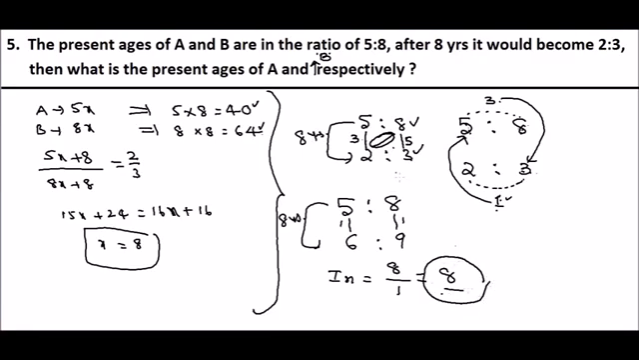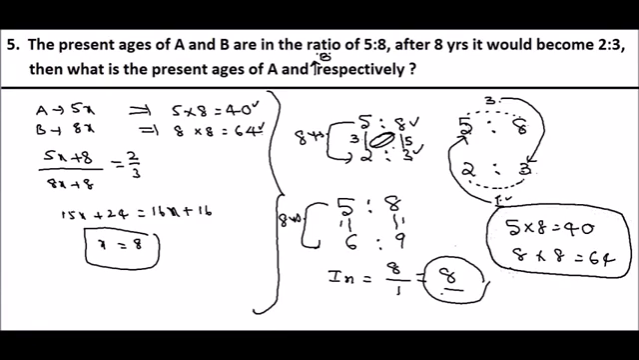Interval is 8 years, which means the present age of A should be 5 into 8, that is 40. The present age of B is 8 into 8, that is 64. So this is the way to go for the questions. Now I hope you must have understood this one.